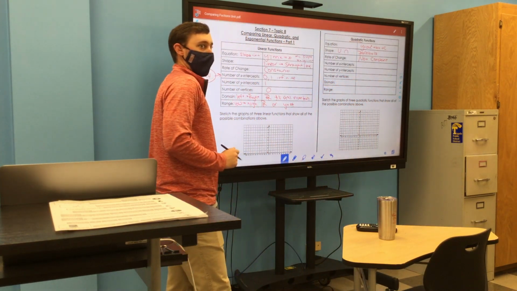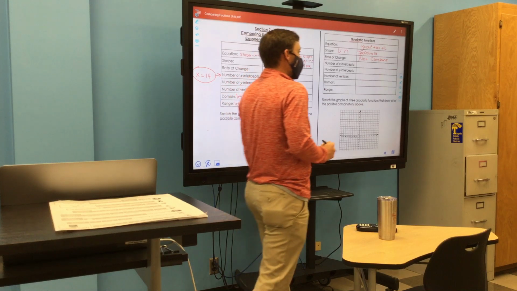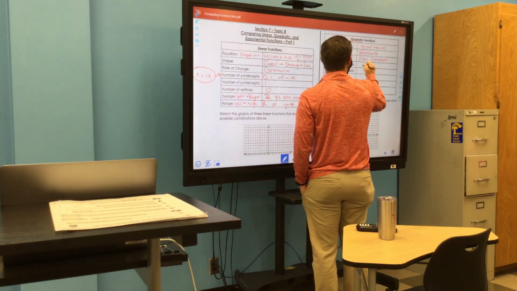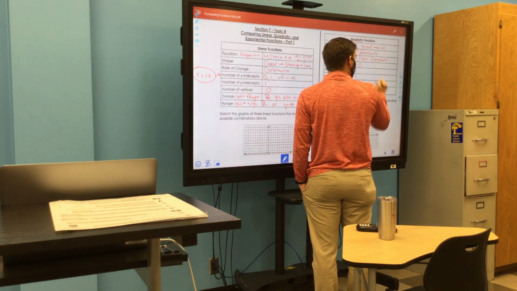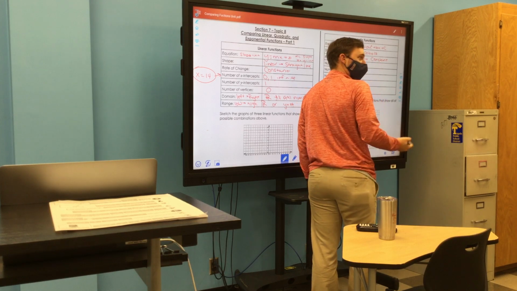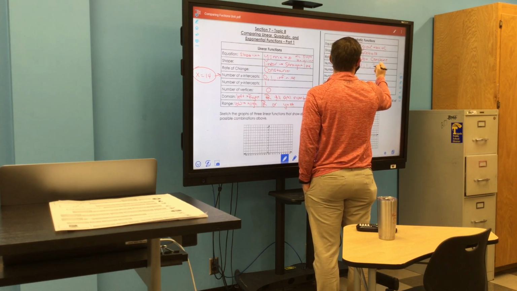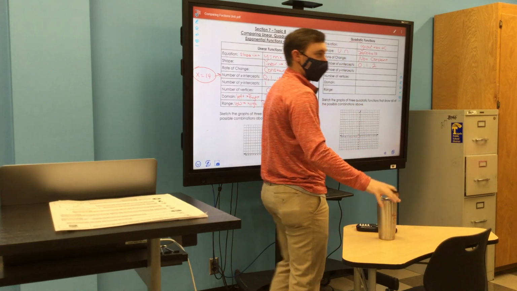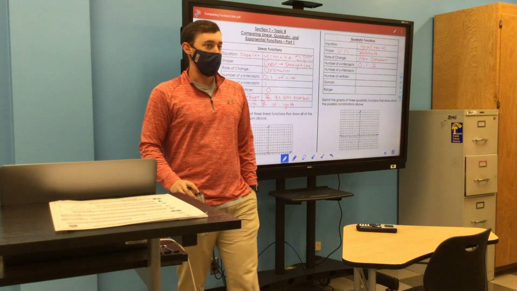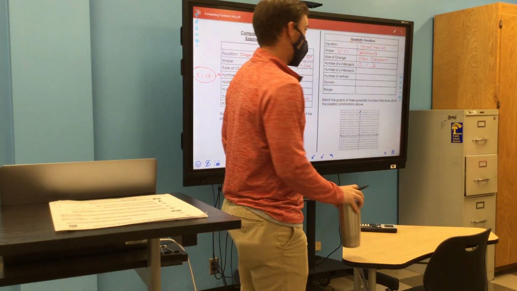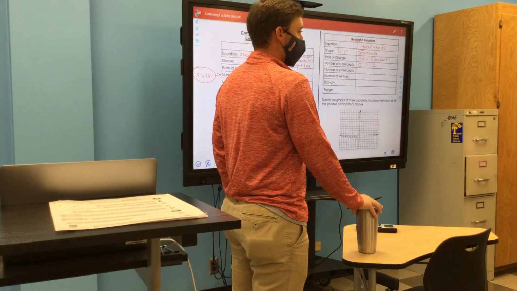Here, for our x-intercepts, I can either have 0 x-intercepts, I can have 1 x-intercept, or I can have 2 x-intercepts. Those are my only options. It's all you can have with quadratics. You can have 0, 1, or 2.